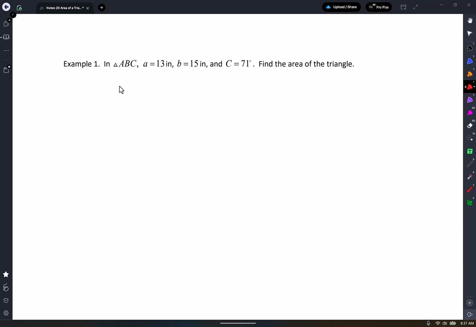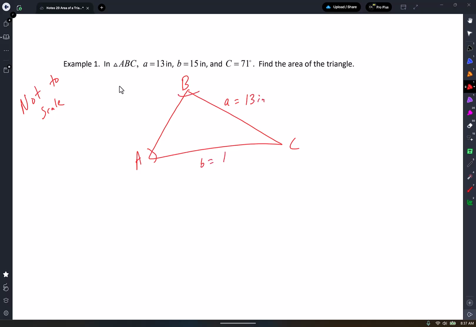All right, I'm going to draw a triangle. I'm going to put not to scale, because none of my triangles are to scale. It says in triangle ABC, so I'm just going to draw ABC. You don't have to be perfect. A, B, C. So little angle A creates little a, so this is little a, 13 inches. Angle B creates little b, so this is 15 inches. And angle C creates little c, but I don't have little c, and that is 71 degrees. So I'll put 71 degrees right there.